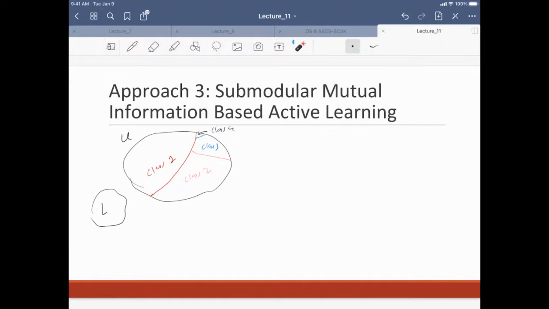So the question is, how can I apply targets or queries to my active learning?